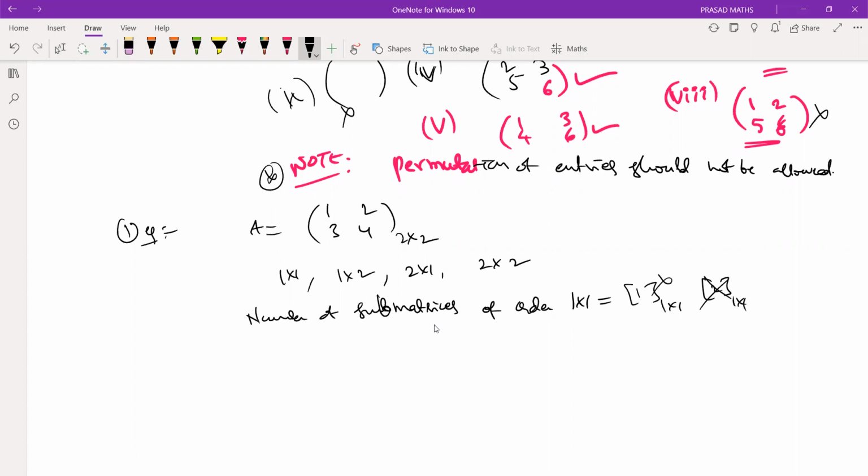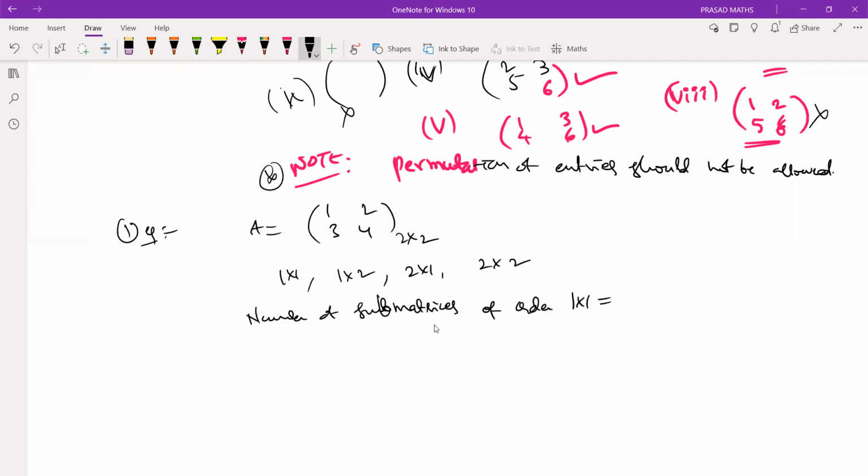Suppose you look at this column, you delete this column, okay. But what about this? How many submatrices? Anybody? Only 1? 0 or 1? 0, sir, itself.